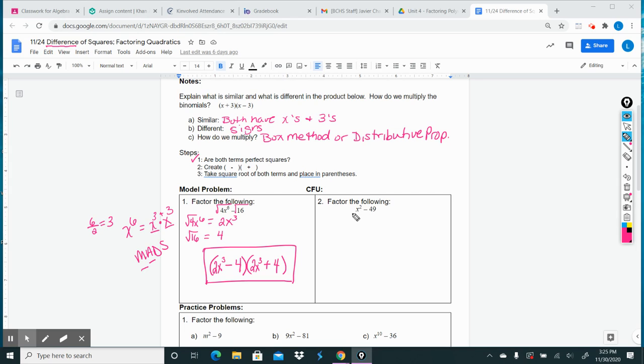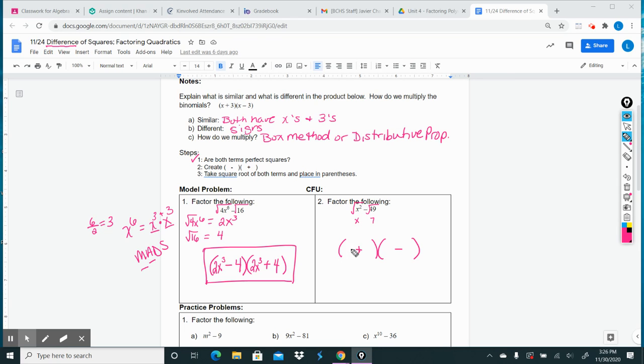Okay, so we have to factor the following: x squared minus 49. There's no GCF here, so we have to see if we have the difference of two perfect squares. We do have a minus sign, so are x squared and 49 perfect squares? The square root of x squared is x. The square root of 49 is 7, because 7 times 7 is 49. So yes, we have two perfect squares, so we can create our double set of parentheses.